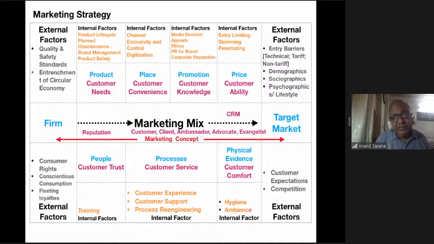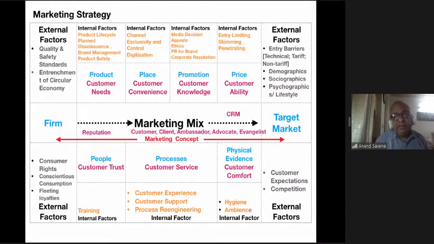And as I said, your product planning and development, your promotion, it has to match with the customer expectations. As you can see, the linkage between the blue and the purple. Now, for example, I have tried to emphasize that corresponding to the product, there are customer needs. Corresponding to the place, there is an issue of customer convenience. Corresponding to the promotion, there is an issue of customer knowledge, and corresponding to the price, there is customer ability.